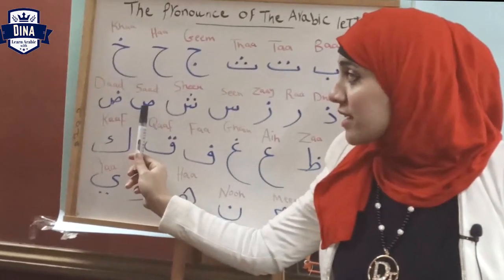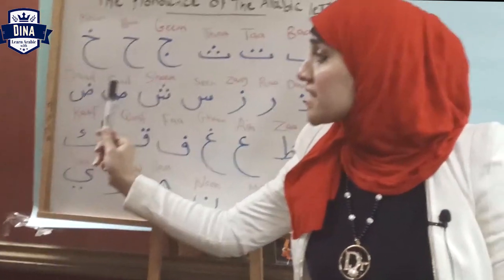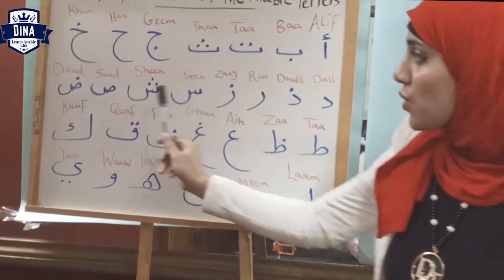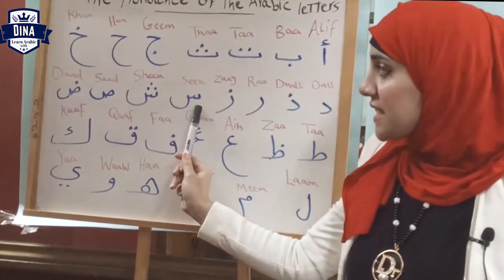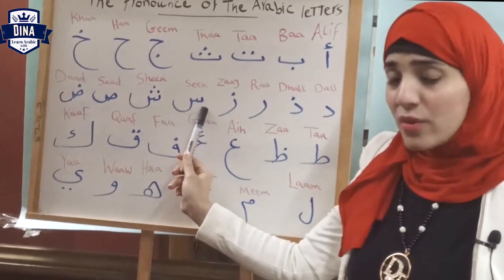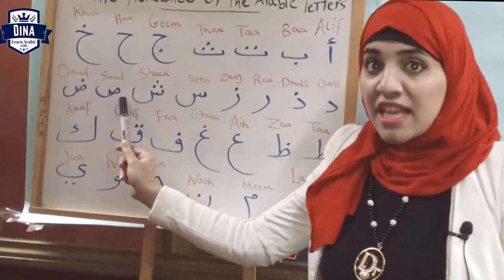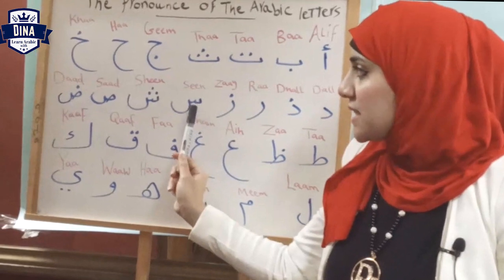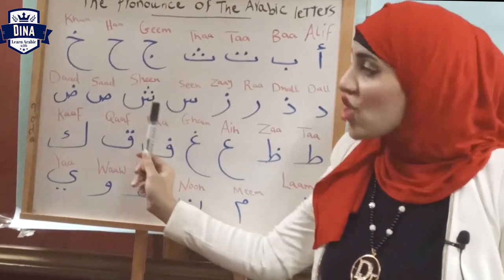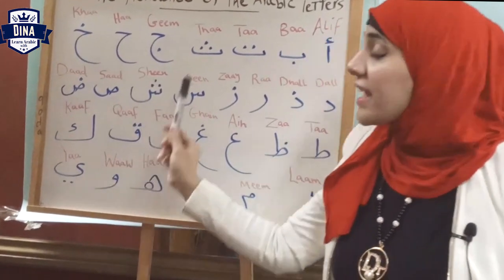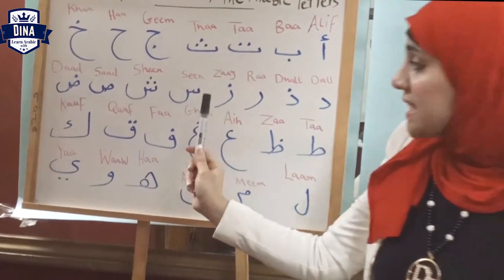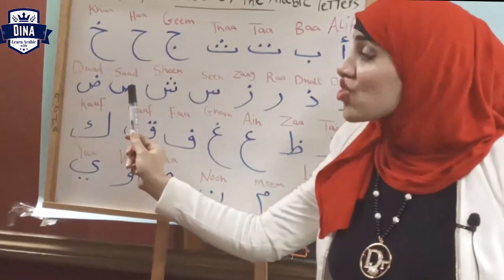Sad sound in Arabic is a heavy sound of sin. You can notice this. Sin is a light sound. Sad is a heavy sound of sin. Sin, sad. Again, repeat after me. Sin, sad.